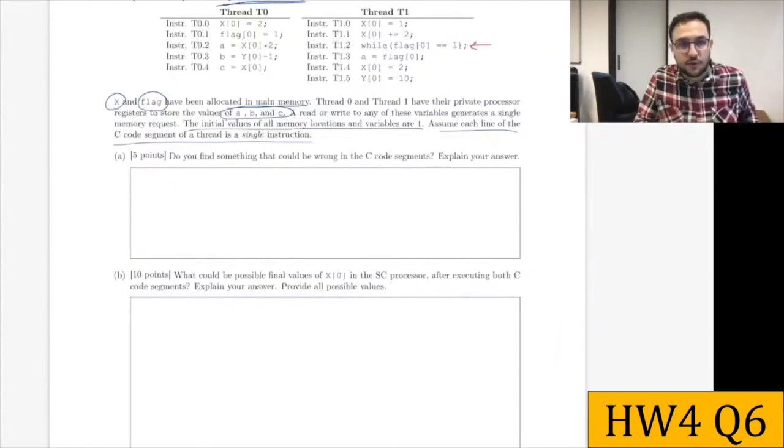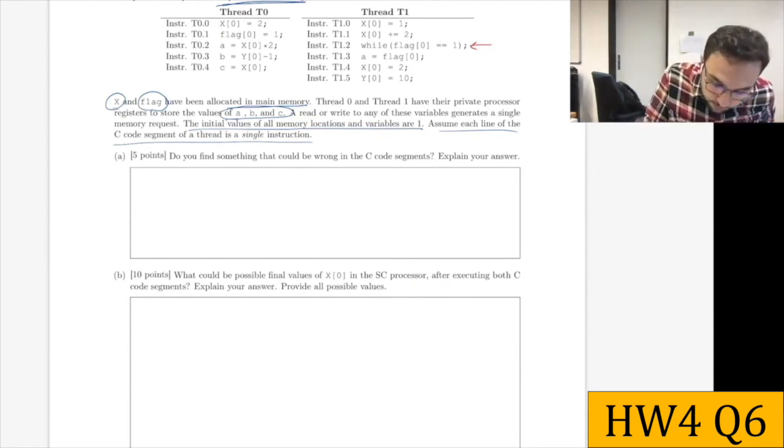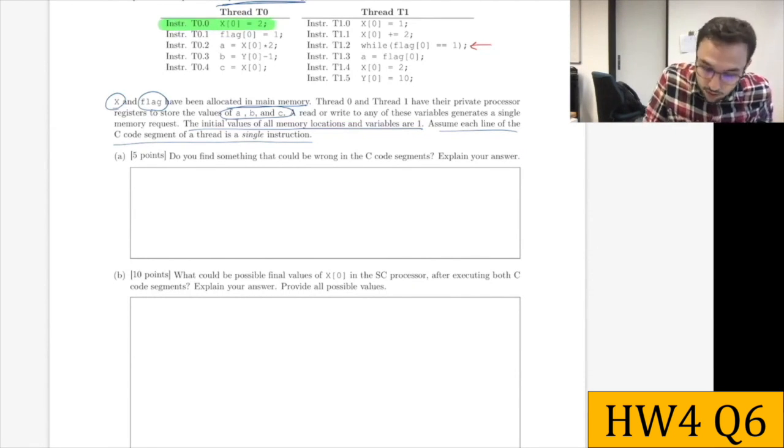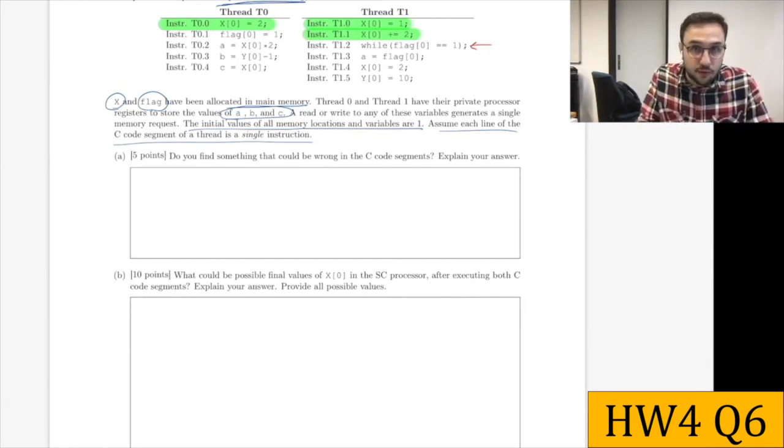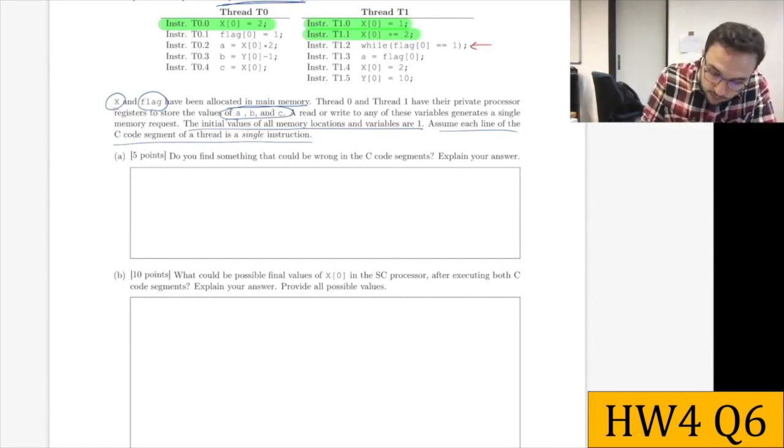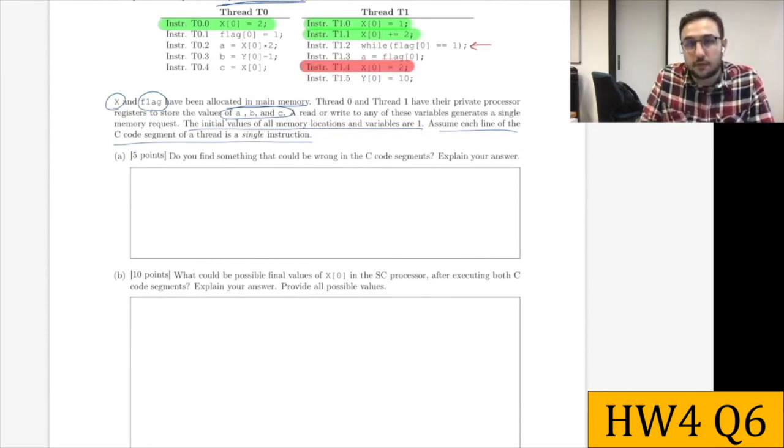In the second part of the question, we are asked to find all possible values that X0 can get after executing these codes. From the first question, we know that T1 never finishes because there is an infinite loop there. So let's look at which instructions can actually change X0's value. We have instruction T00, T10, and T11 that can change X0's value. There is another instruction here, but the program never reaches it because of the infinite loop.